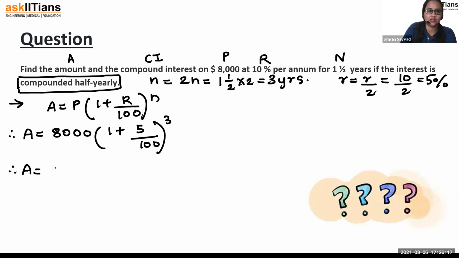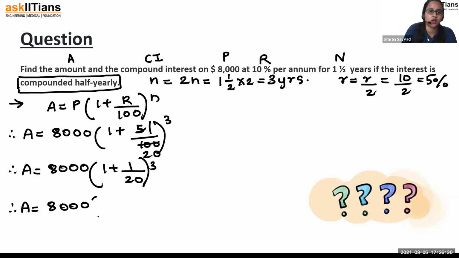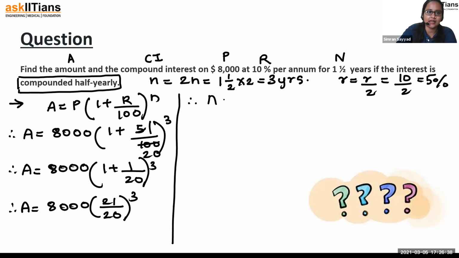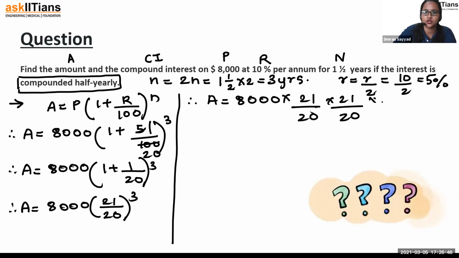Therefore, A is equal to 8,000. This becomes 5 and 20. So 1 plus 1 by 20 raised to 3. Therefore, A is equal to 8,000 into 21 by 20 raised to 3. So A is equal to 8,000 into 21 by 20 into 21 by 20 into 21 by 20. The zeros get cancelled, and this 2, this 2, this 2, this 8 gets cancelled.